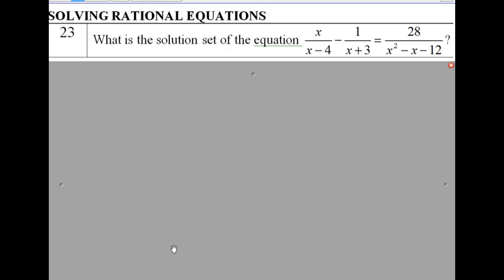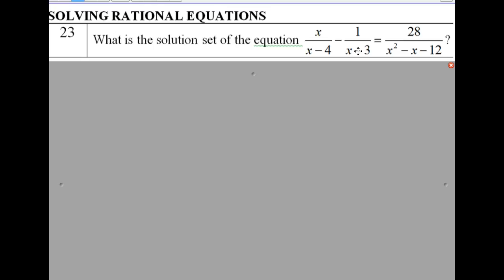Next question involves a solving of a rational equation. This is a tough question. I'd like you to begin by looking at these denominators. We're essentially going to look to get rid of all the fractions by multiplying by the LCD. If you look at this denominator in the third fraction over on the right, hopefully you'll see it can be factored. And its factorization is x minus 4 times x plus 3.